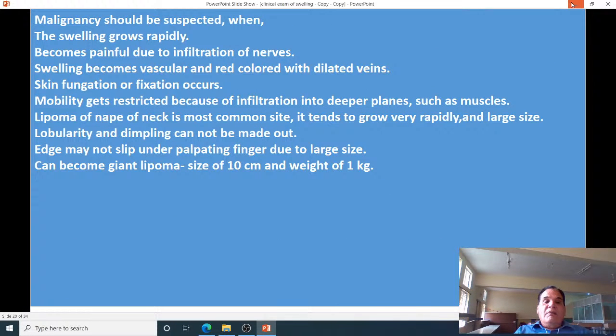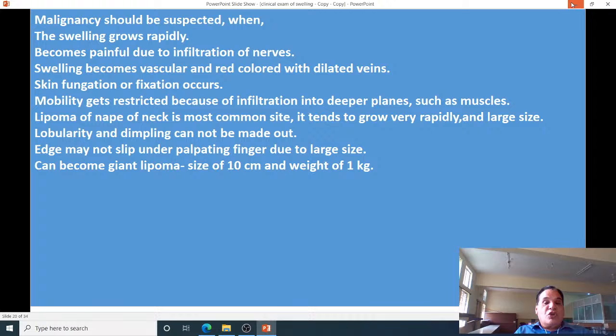And malignancy should be suspected when the swelling is growing rapidly, becomes painful. Why? Due to infiltration of nerves. Swelling becomes vascular, red colored with dilated veins, again malignancy. Fungation or fixation, malignancy. Restricted mobility, again malignancy.